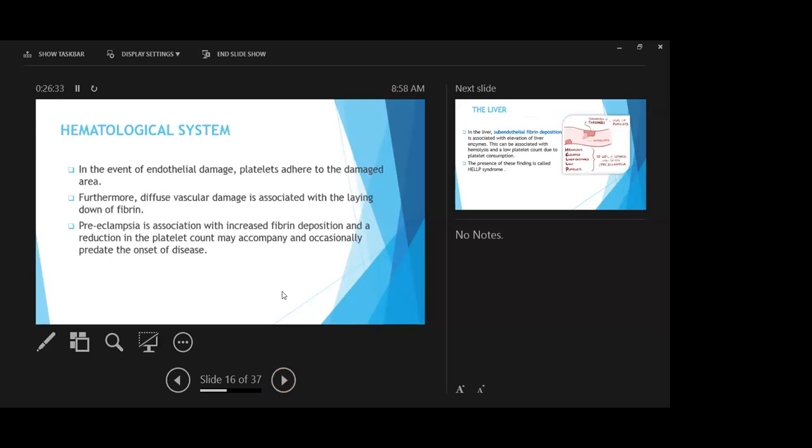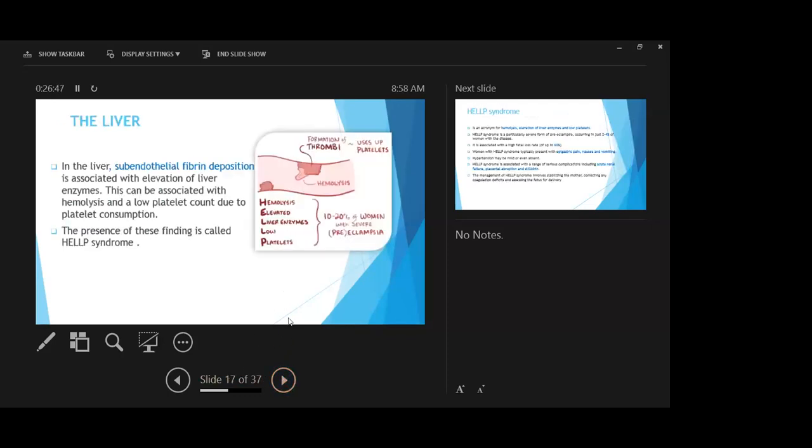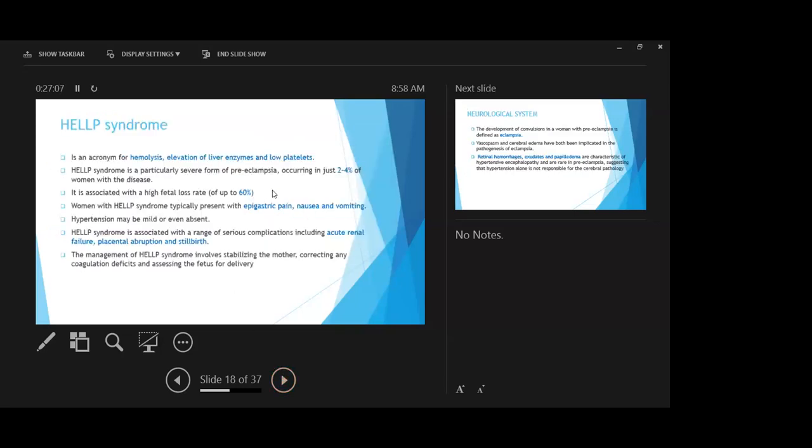In the hematological system, in any event of endothelial damage, the platelets adhere to the damaged area, and if there is diffuse vascular damage, it is associated with laying down of fibrin. So increased fibrin deposition, and reduction in platelet count with hemolysis, can lead to the development of HELLP syndrome. HELLP is a more severe form of preeclampsia, but it can happen without preeclampsia as well. In this case, the liver enzymes will also be elevated.